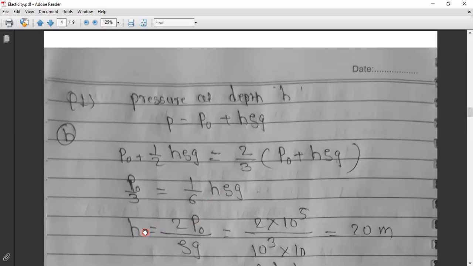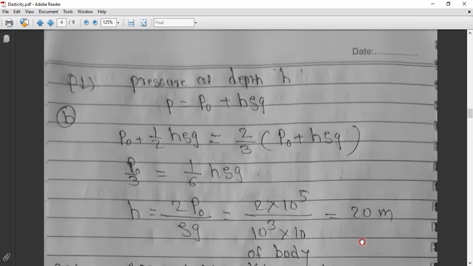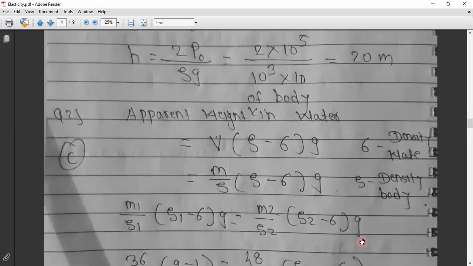So H is equal to, you have to calculate the depth of the lake. Put the value of P naught, atmospheric pressure, it is nearly equal to 10 raised to power 5. Density of water is given, 10 raised to power 3, into g, nearly equal to 10. So the depth of this lake is 20 meter. So for question number 1, the correct option is B. Answer is 20 meter. Next one, question number 2.